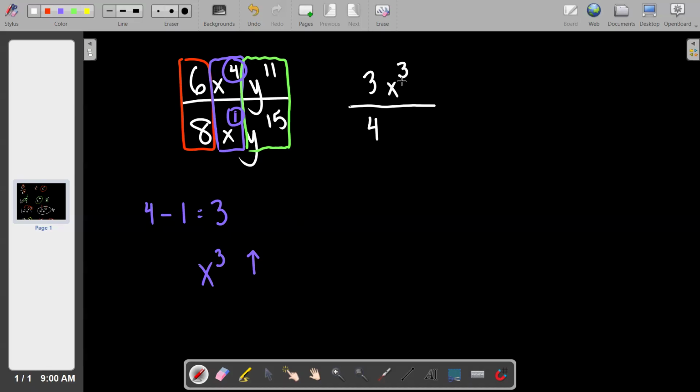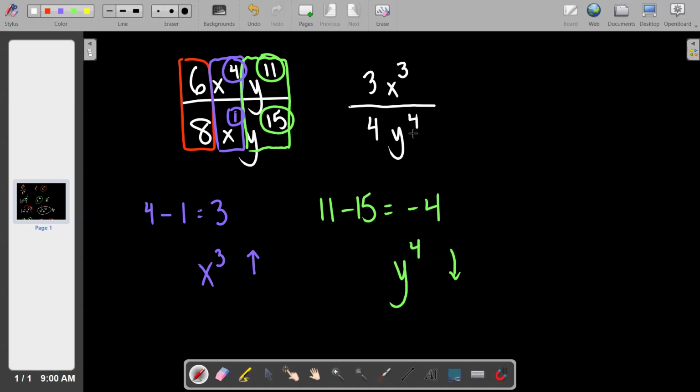Rinse and repeat. Again, I will circle for you. The y on top has a power of 11. The y on bottom has a power of 15. And 11 minus 15 is a math problem that anyone past a certain grade level should know. It is -4. So I am going to put in a y to the power of 4, but because it was negative, I'm going to put it on the bottom like this. Boom, boom, boom. I reduce the fraction, subtract these, done.